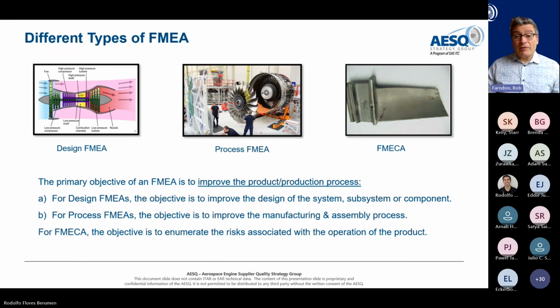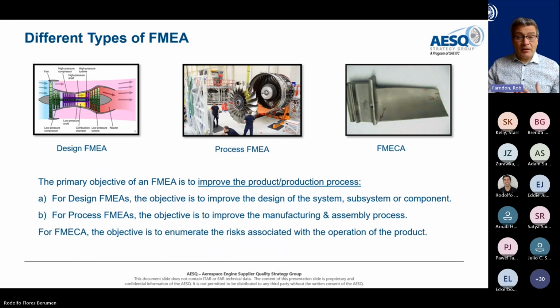The primary objective of FMEA, whatever the type, is to improve the product or the production process. So that's what DFMEA and PFMEA are essentially about. They're improvement tools to the design. For design, the design FMEA is to improve the design of the system, the subsystem, or the component, whatever scope you put around the design FMEA. And for PFMEA, it's to improve the manufacturing or assembly process or overhaul process, whatever you're performing the analysis on.